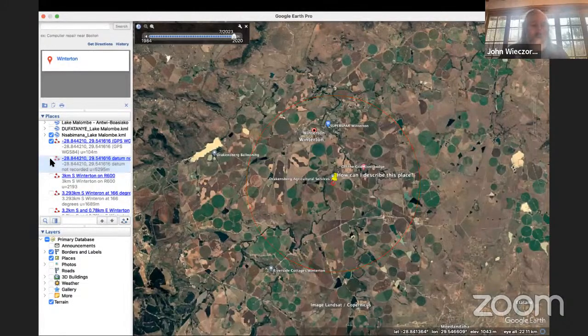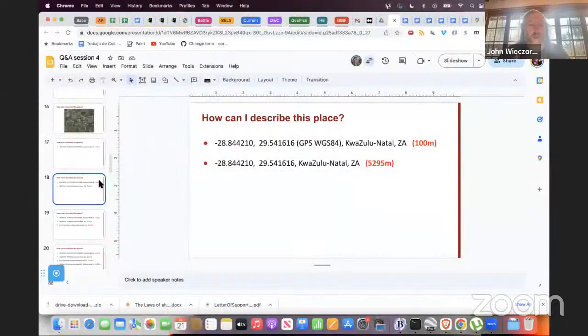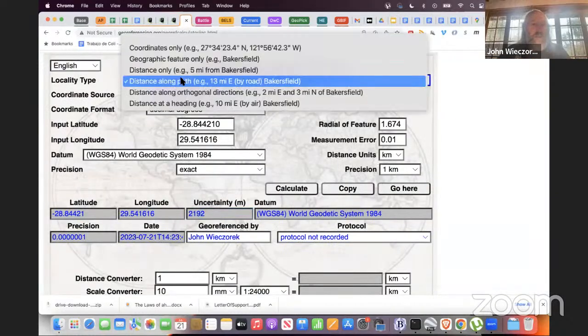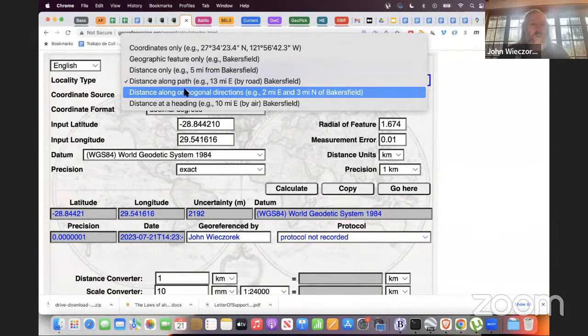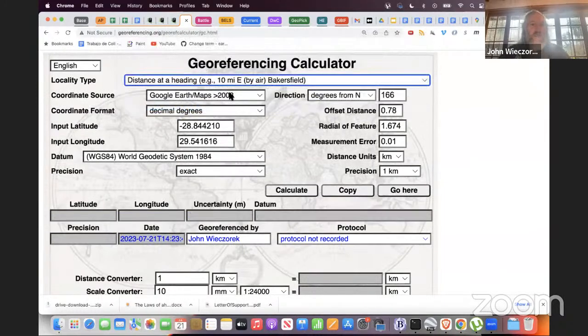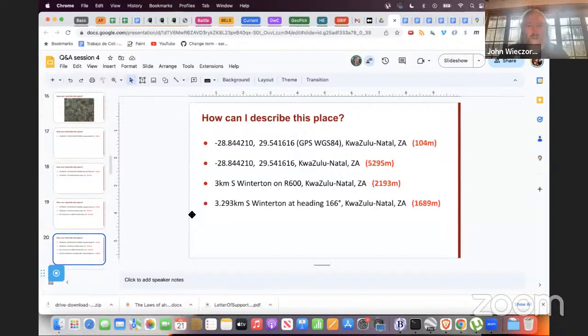Now we'll shut that one down and we'll go back to our descriptions. We already did this third description by road. The next one on the calculator should be a distance along orthogonal directions, but I think I did it in the other order. I think I did a heading first, distance at a heading. So let's go back to here and see if that's right. Yes. This fourth description, if we look at this most specific part of the locality, is a distance at a heading from a feature. Our feature is Winterton again.